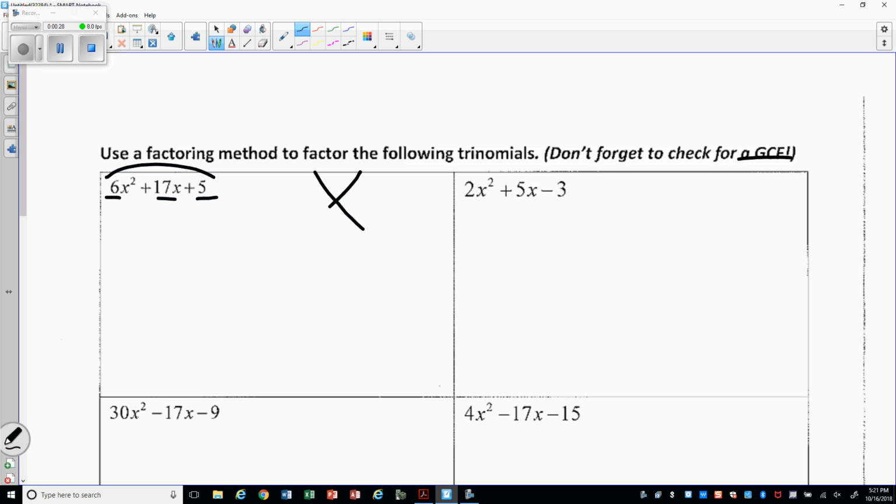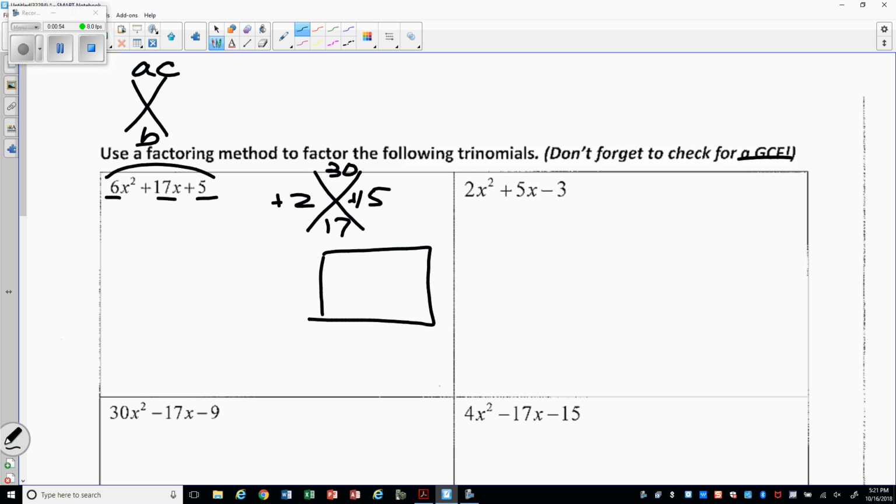All right, so I get 6 times 5 is 30. And then I want these factors to add up to 17, to be B. Always at the top is A times C, and here you have B. Well, 2 times 15 is 30, and 2 plus 15 is 17. So now I'm going to make my box here.